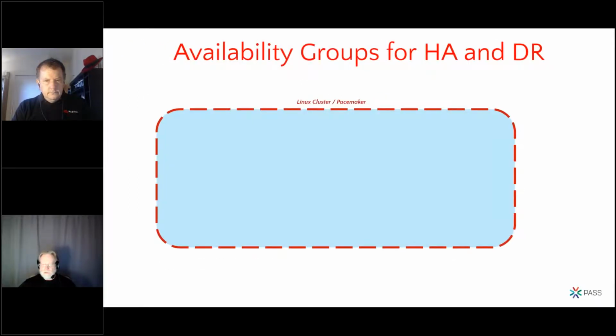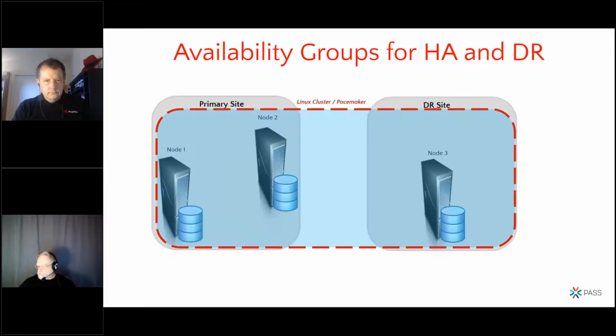So just kind of taking a tour of availability groups for HA and DR. You have your primary site, your DR site. So in this example, you have one Linux cluster. So the whole availability group is managed by a single cluster, in this case, Pacemaker. You have two nodes on the primary site, so you have fast failover between those in normal operations. That can be either because a node goes down, or if you're doing updates, upgrades of the software, you do a rolling upgrade where you upgrade the secondary and then fail over to it.